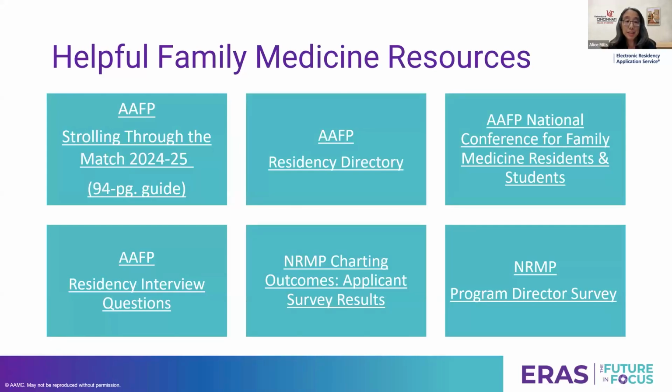Here, I just wanted to compile some helpful family medicine resources for you, and the ARIS team kindly added hyperlinks. So there's the AFP Strolling Through the Match Guide, AFP Residency Directory. There's a national conference for family medicine residents and students. I think Dr. Brown will mention interview questions. And then the NRMP has lots of data. So the link here is actually to the NRMP reports page, and then you can scroll and find different surveys. And within those surveys, you can look at family medicine.